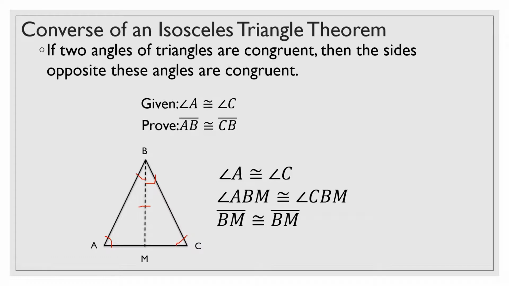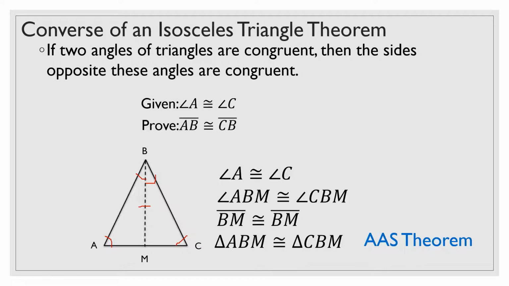Okay. So, do you think the given information illustrated from the markings that we have is enough to say that there are two congruent triangles? Yes. So, we can now say that triangle ABM is congruent to triangle CBM by AAS theorem. And since the two triangles are congruent, we can now say that AB is congruent to CB because they are the corresponding parts of the two triangles. So we can say that corresponding parts of congruent triangles are congruent.